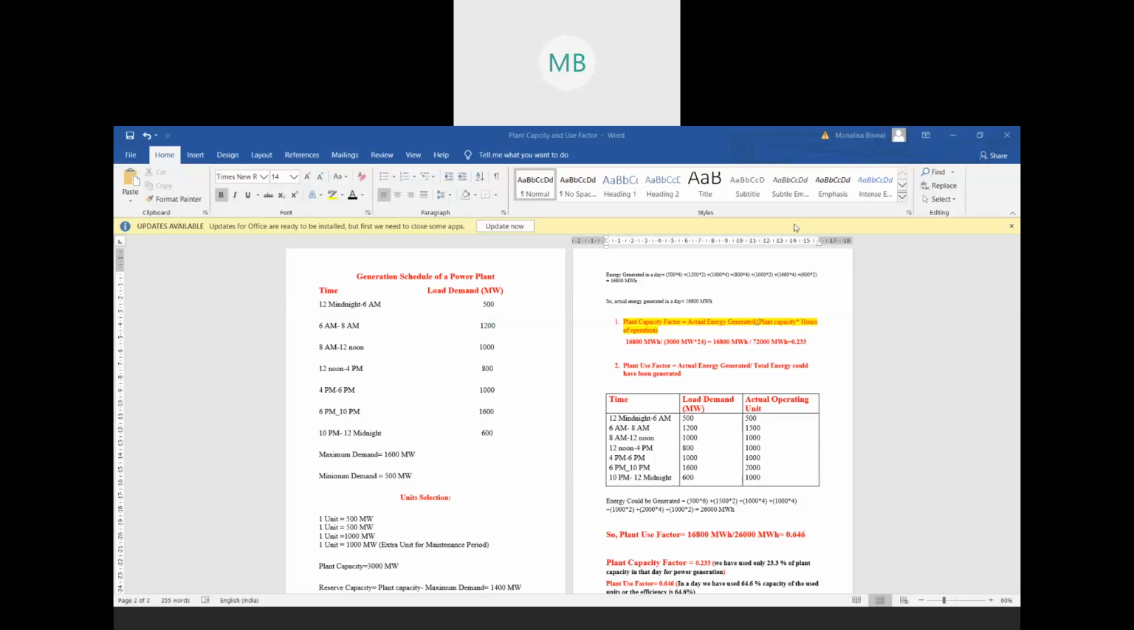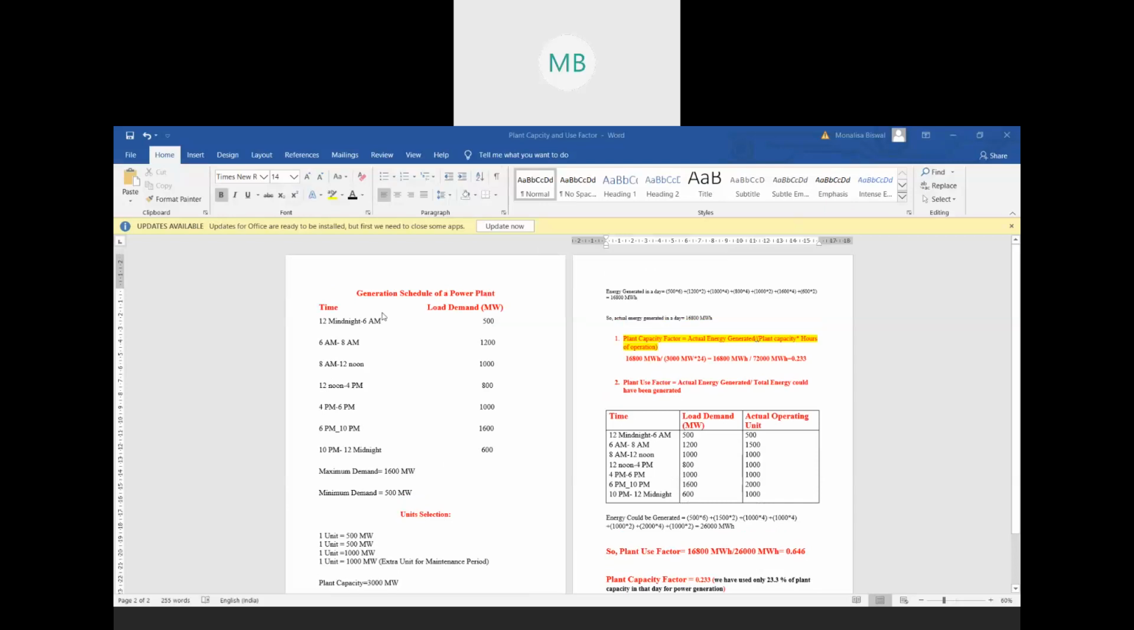So, I've designed a problem for you to make you understand the basic difference between the plant use factor and plant capacity factor. In this problem, the generation schedule of a power plant is provided for different times of a day. From 12 midnight to 6 a.m., the load demand is 500 megawatt. All the load demands are provided in terms of megawatt.